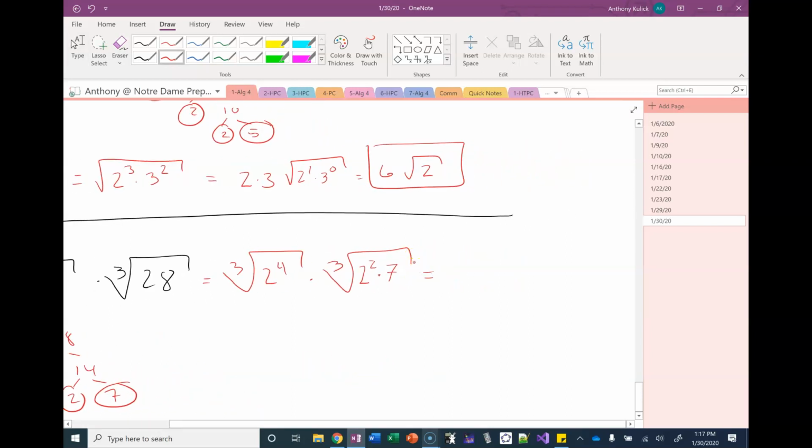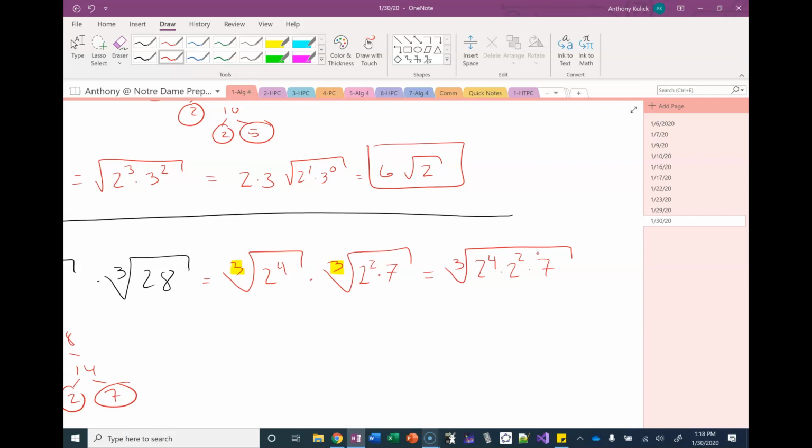Now what should we do? I want to point out these have the same index. So what can we do here? I can do the product property and write this as that. Everybody's okay there?